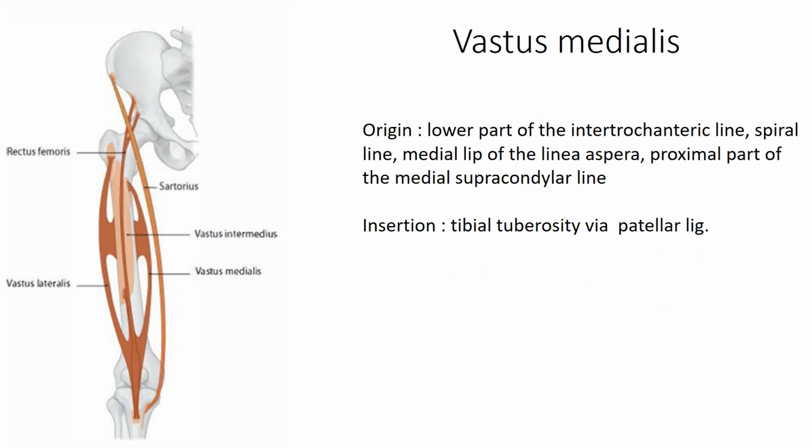Then vastus medialis. Again, it has a wide origin, just opposite from this medial portion. So it originates from the lower part of the intertrochanteric line, then the spiral line, then the medial lip of the linea aspera, and the proximal part of the medial supracondylar line, and even from the tendon of the adductor magnus in the lower portion. So finally it inserts into the tibial tuberosity through the patellar ligament.